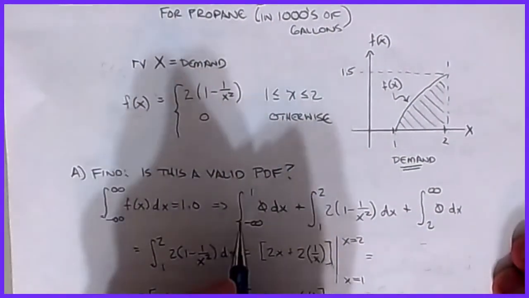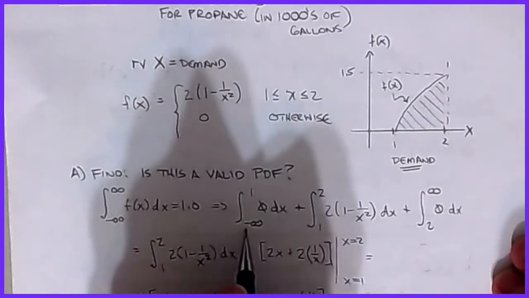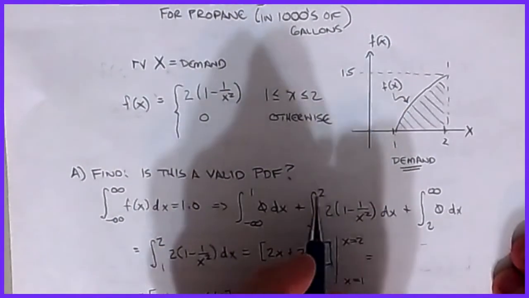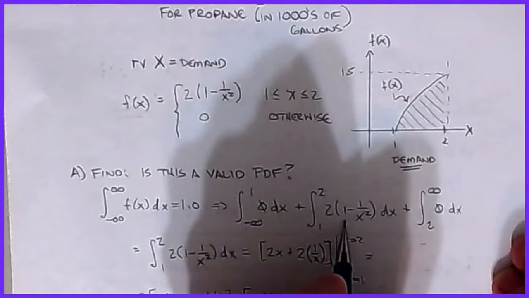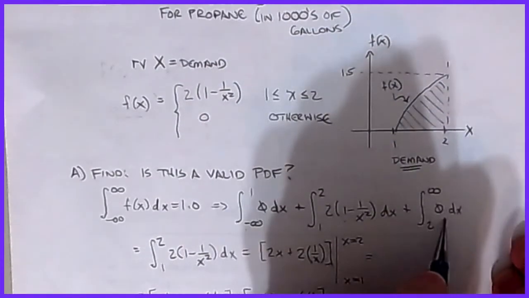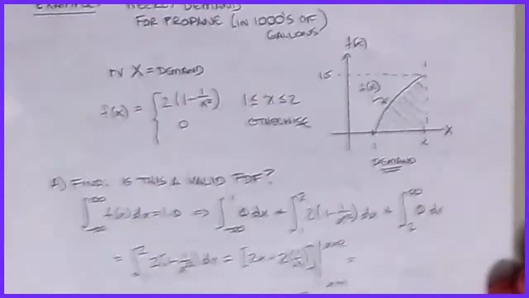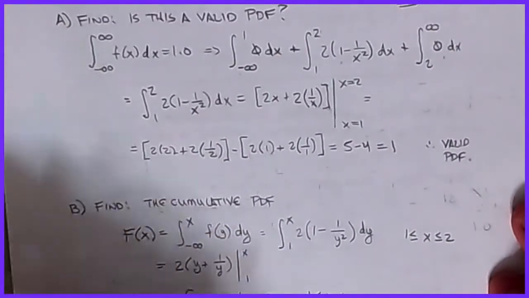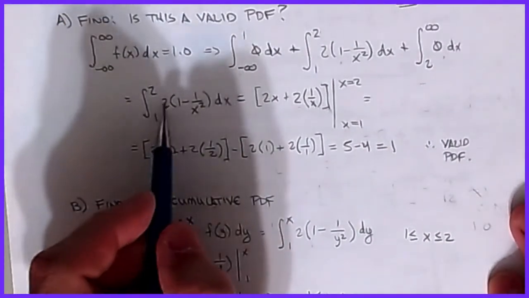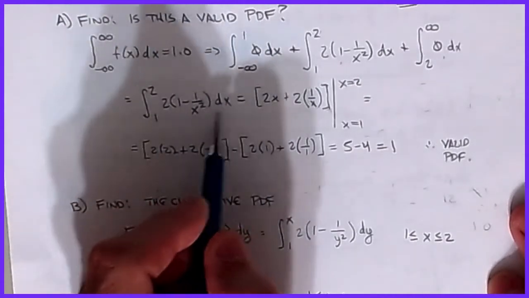So all I do is go from minus infinity to 1 of 0, plus 1 to 2 of our function dx, plus 2 to infinity of 0, because anything to the left of 1 is 0 and anything to the right of 2 is 0. Then again, just like we did before, it's a calculus problem: the integral of 2 times (1 minus 1 over x squared) dx.